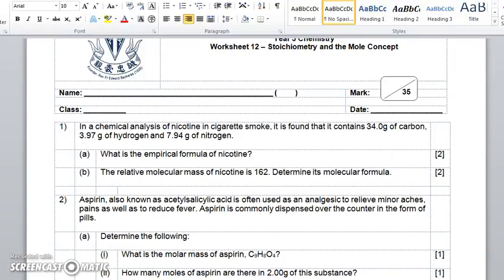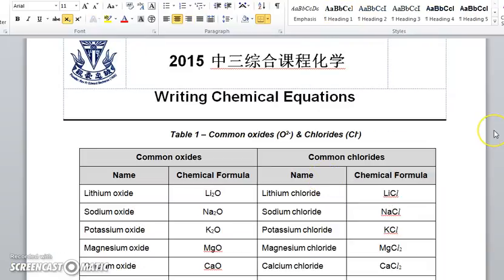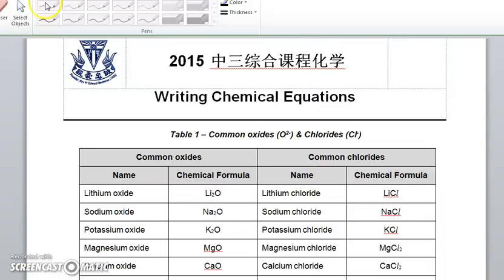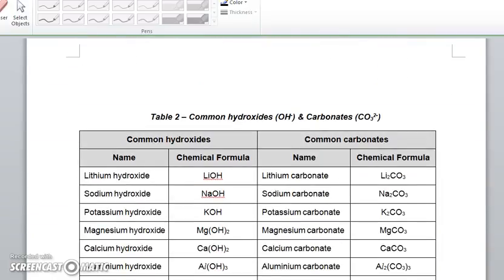First, before we can attempt this worksheet, please revise your chemical formulas. It's this one here. You know the common salts such as oxides. You know the formula. Things like even your hydroxides, and so on and so forth.